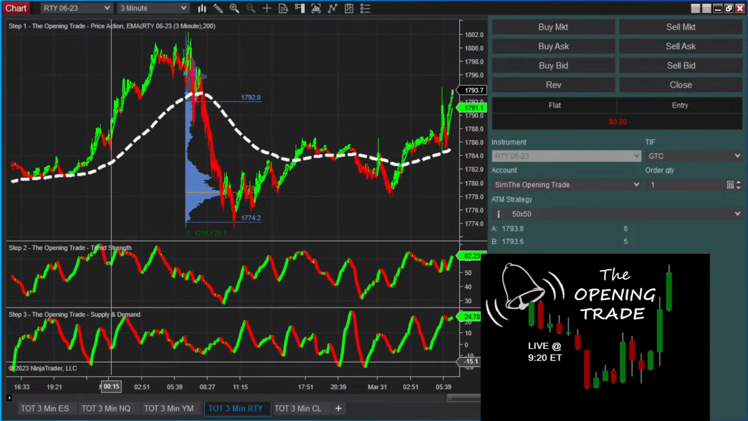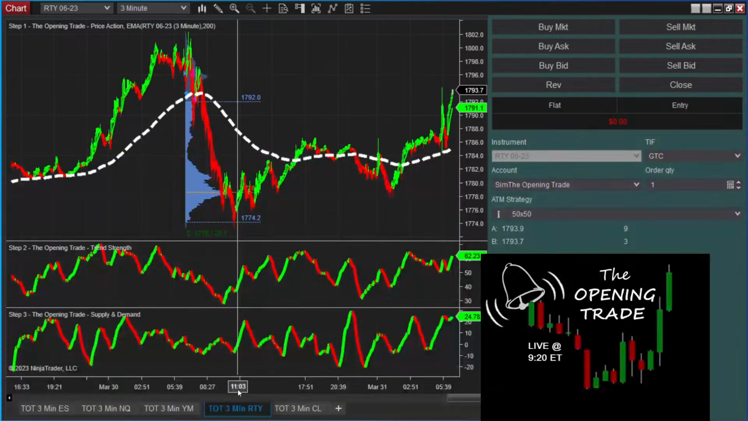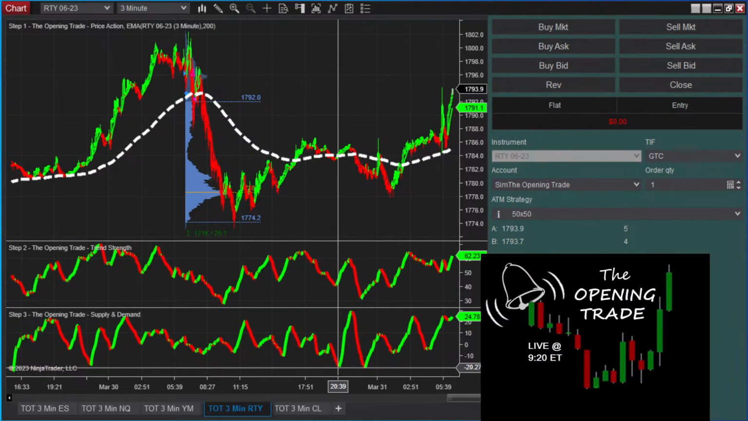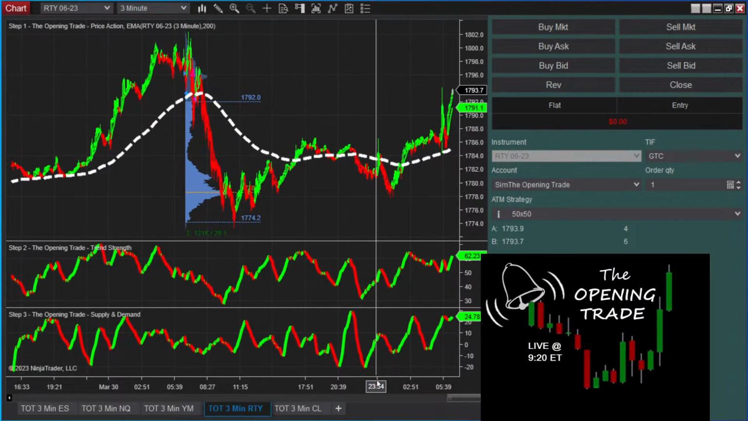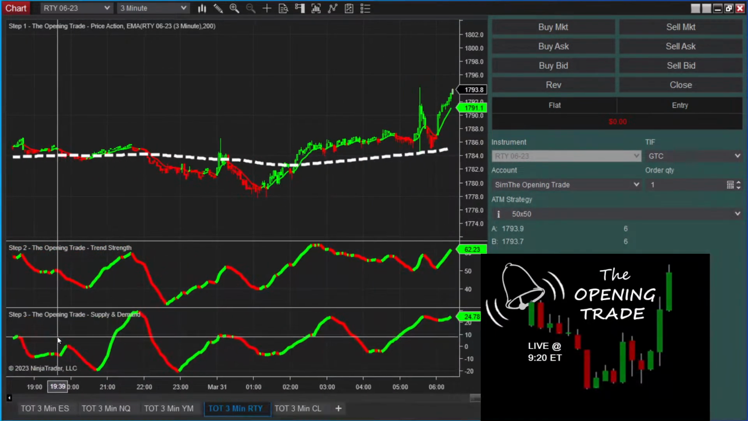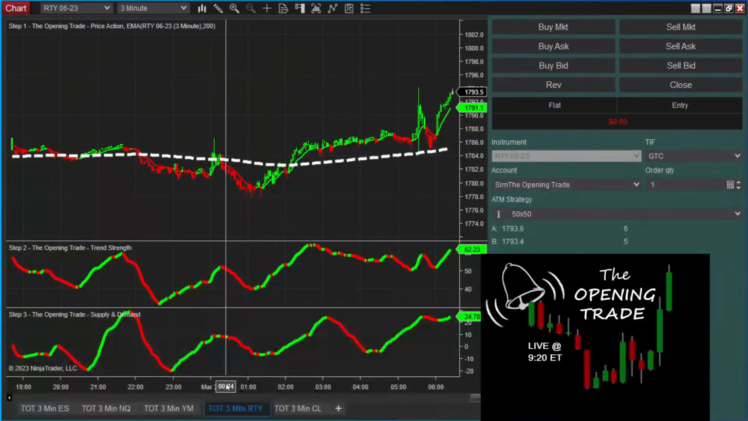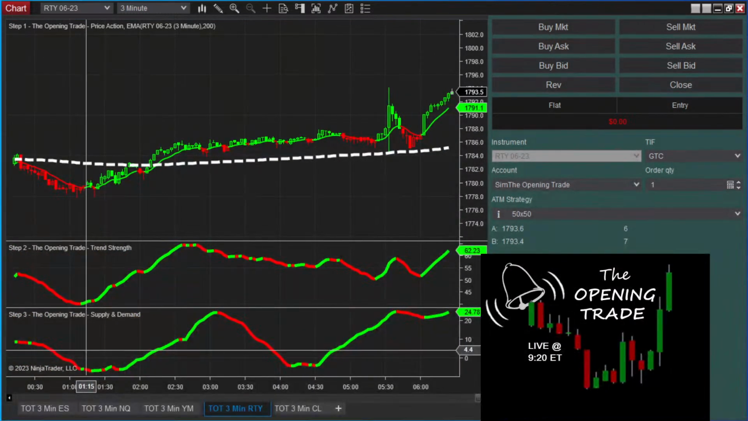Let's take a look at yesterday. Yesterday climbed real high, dipped real low, started making its way back up, broke over the 200 period EMA last night, then went below it, then back above it. So that is Russell, and we see right now it's continuing to pull away from the 200 period EMA.